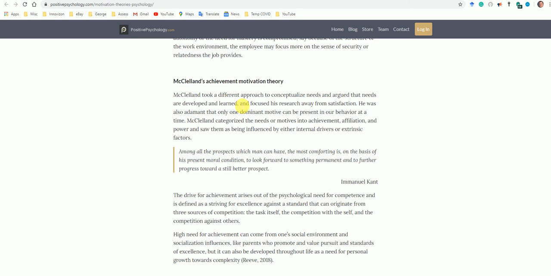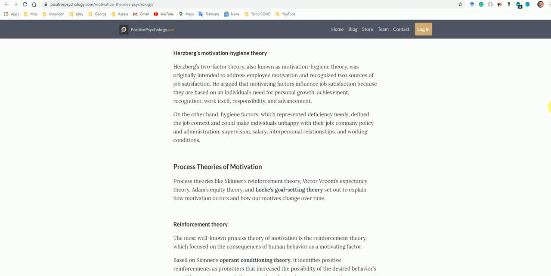So McClelland took a different approach from the needs proposed by Maslow. His approach is to conceptualize the needs and argue that needs are developed and learned. So he focused the research away from satisfaction. He categorized the needs or motives into achievement, affiliation, and power. So for him, a need can be classified as affiliation, achievement, or power. That's the achievement motivation theory. Just read through that.